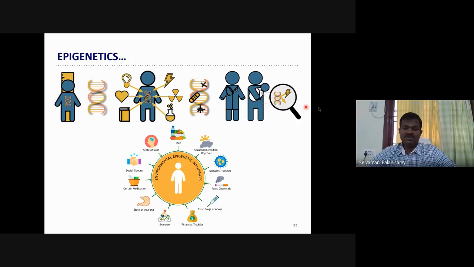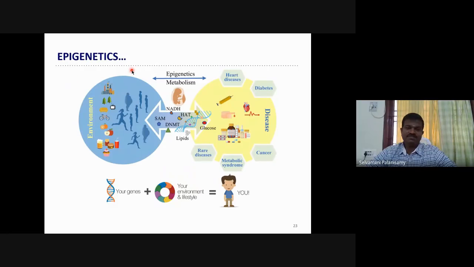So this is the concept of epigenetics. Stress, diet, the biological clock (circadian rhythm), biological habits, various diseases and viruses, smoking and other toxic chemicals, drugs, even financial troubles influence epigenetics. Physical exercise, the quantity or nature of diet, medication, social contact, state of mind, every aspect contributes to the epigenetic changes.